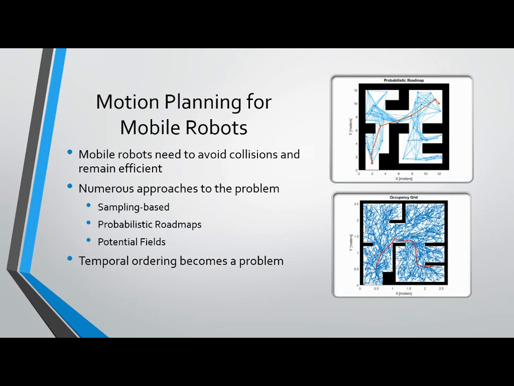One major thing, though, is that temporal ordering becomes a problem for these approaches. If you want to specify that a robot gets from one point to the next and then to a third location, it becomes a bit of an issue. And so that's why I'm going to go into the next slide and talk about metric temporal logic.